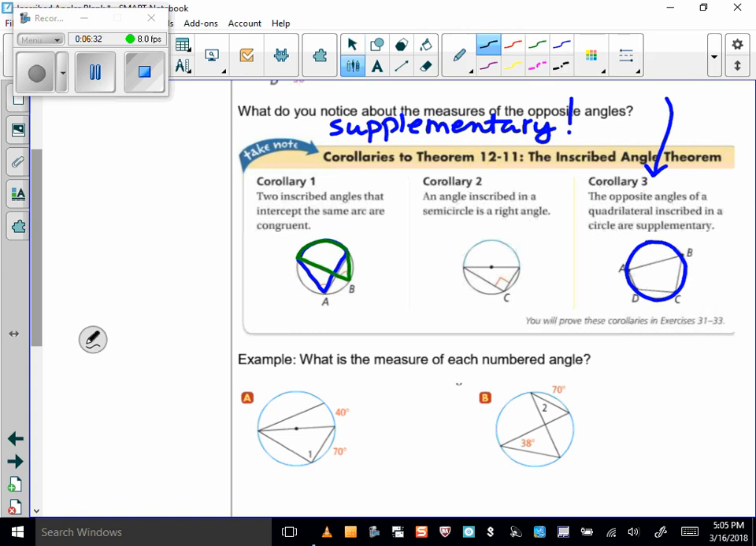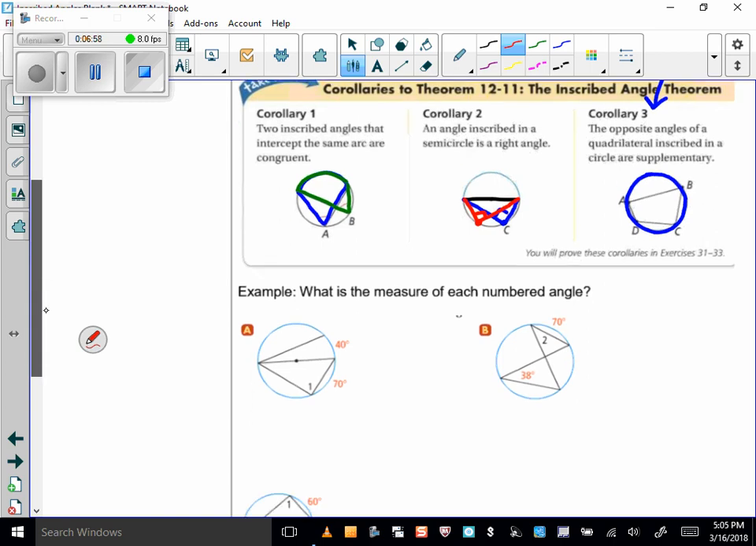So if I take a semicircle here, inscribe an angle, so put the vertex, it doesn't matter where I put the vertex, and then two chords, that's always going to be a right angle. So if I were to put the vertex over here, chord, chord, that would be a right angle. It's always going to be a right angle when you inscribe an angle in a semicircle.